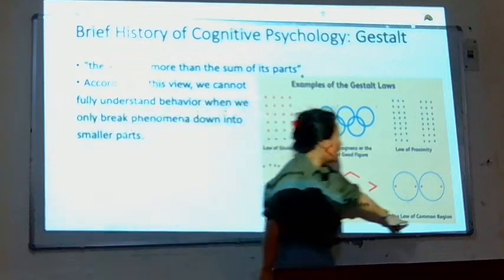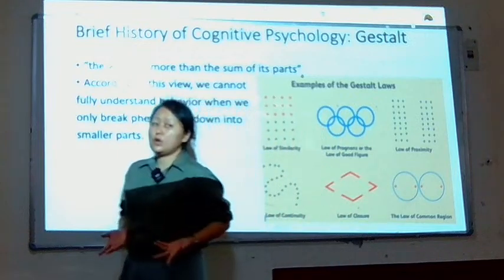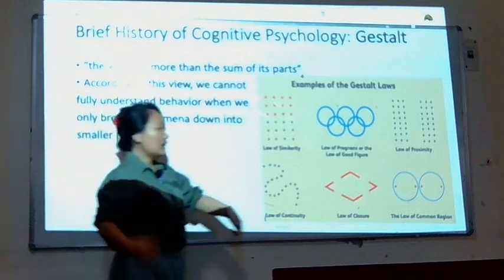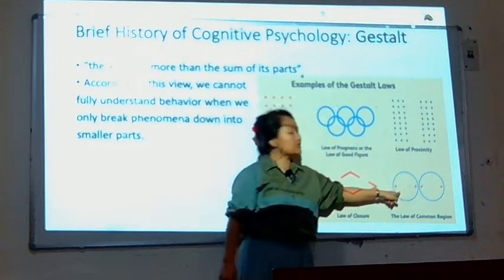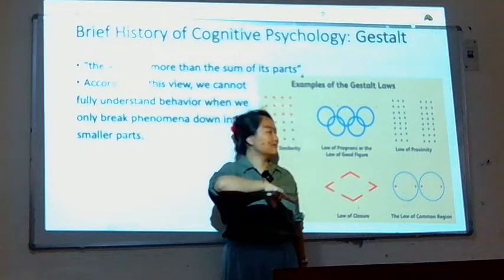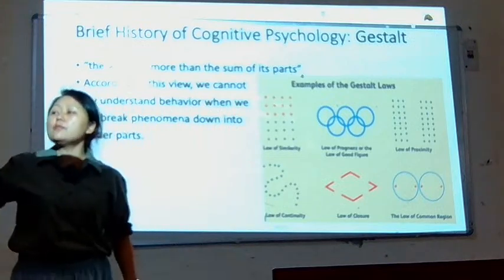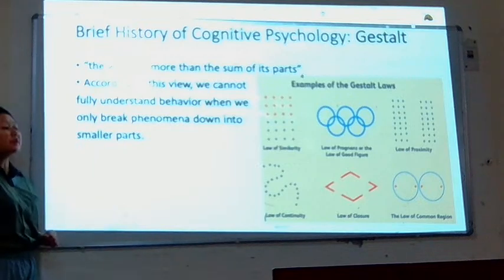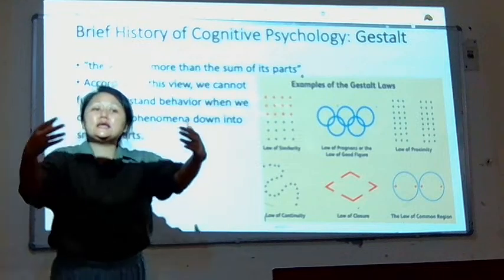And law of common region. See, these two dots are closer, but still, why do we group the further ones together? These two are closer, but we tend to group these two together and these two together. Why? Because there's a circle, right? So our mind works like that. No matter what, our mind tends to complete things for us.